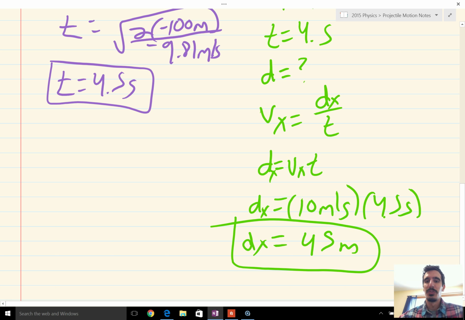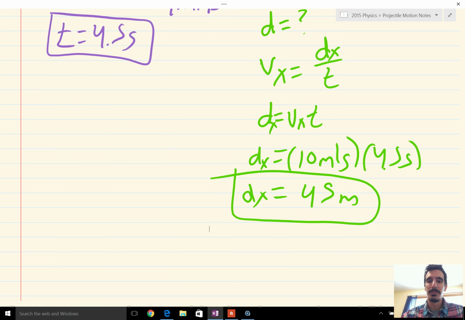And that's how you solve projectiles that are thrown horizontally off a cliff.